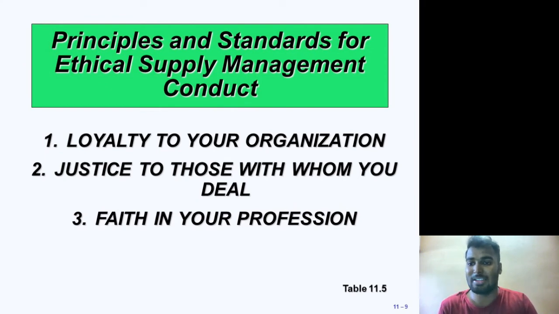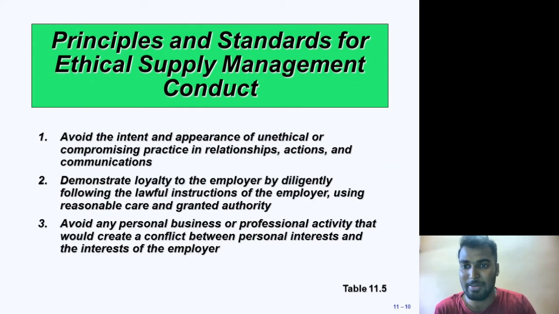Principles and standards. The three major principles followed in supply chain management are, first, every employee working in an organization has to be loyal to the organization, and has to show justice to those with whom he is dealing, and have faith in the profession. Loyalty, justice and faith in the organization and with the persons they are dealing with is what makes a principle of ethical supply chain management. So these are the ethics that need to be followed in supply chain management.